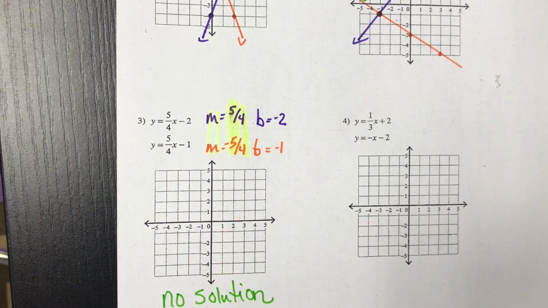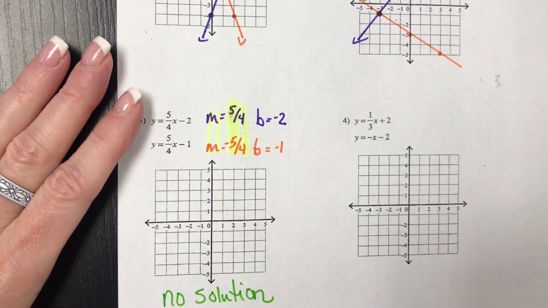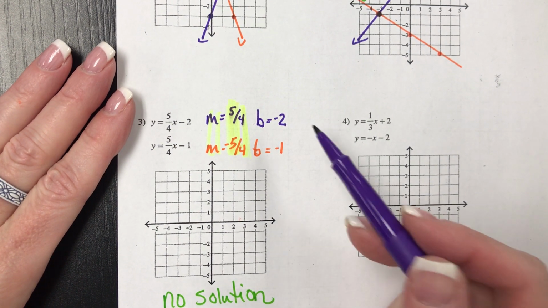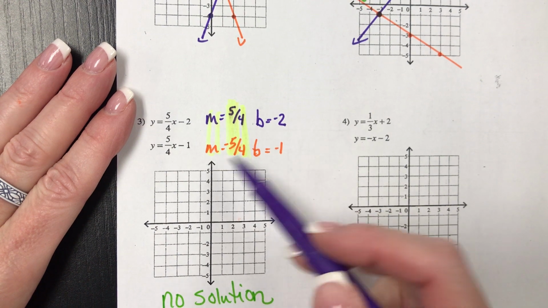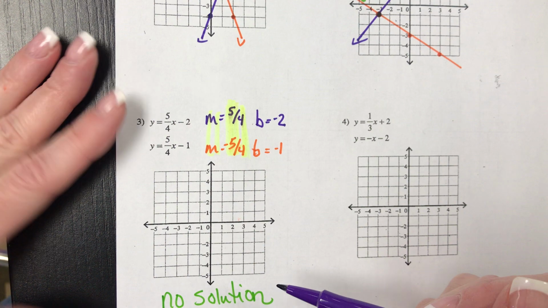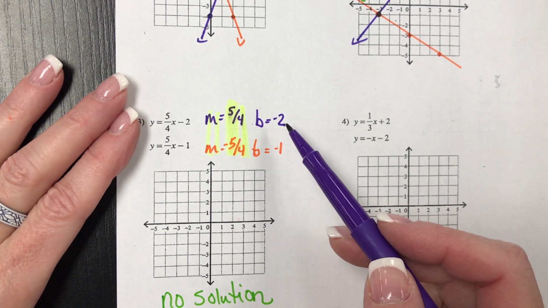Okay, but let's just look at it since this is our first one on this paper. We can graph it. Now, if I was to grade this, and you're able to tell me that these slopes are the same, I'm okay with you writing no solution, but these are still part of our notes, so let's go ahead and graph it.